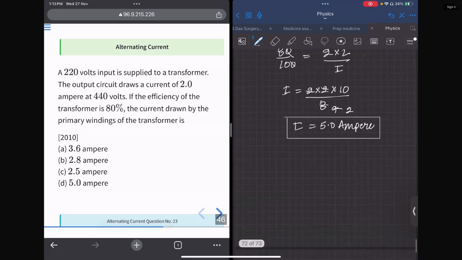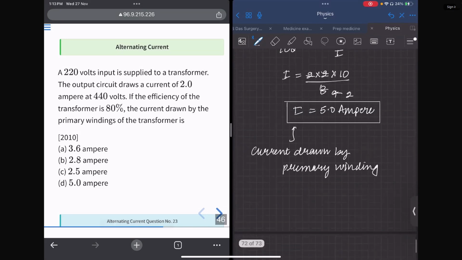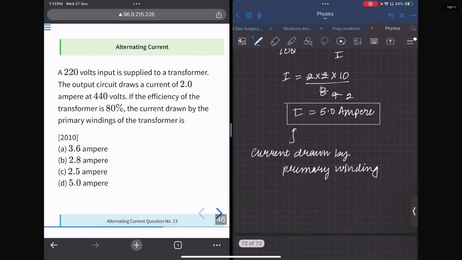So what is the current drawn by primary windings? It is actually the current drawn by primary winding, right? This is I, and this is which option? This is option D.